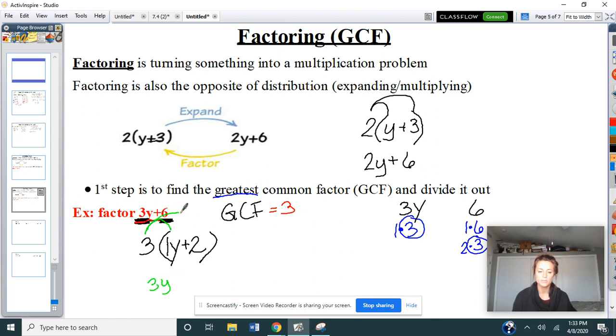3y. And what's 3 times 2? 6. And if this matches the original problem, which it does, then you know you did it right. All right, so let's just try some examples.